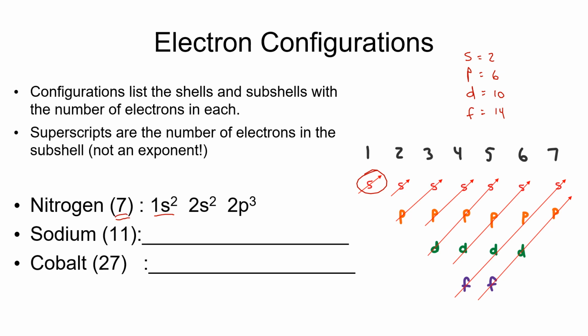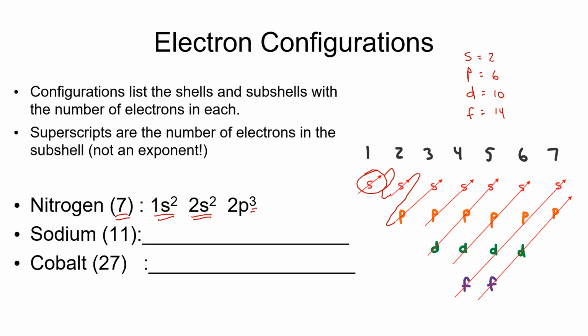Nitrogen has 7 total electrons, so 2 of them are going to go into that first subshell, then it's going to be full. Then we follow the squiggly line, and it gets to 2s. We put 2 more in there. We've used up 4. There are 3 to go. After 2s, we go to 2p. We add the 3 more in there, and that completes our electron configuration.